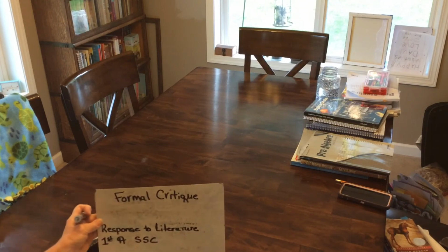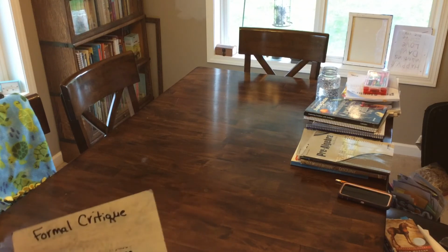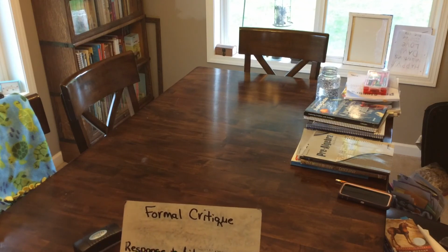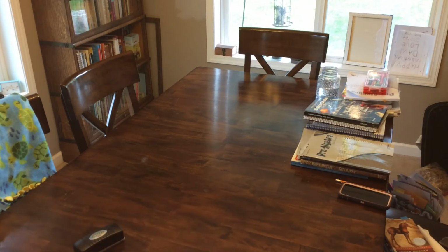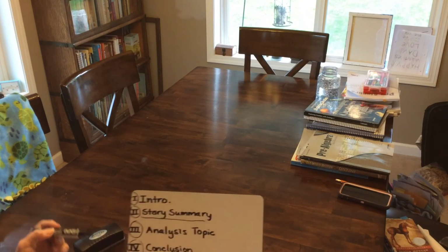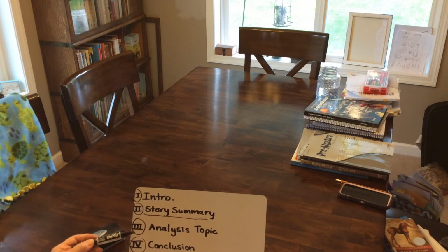We're going to be writing a response to literature. We will be writing the first paragraph using the story sequence chart. So as you go to read your source text, which is called The Conversion of Saul, on page 228, keep in mind your story sequence chart. We're going to be writing 4 paragraphs this week. We have our introduction, our story summary, analysis of the topic, and our conclusion.